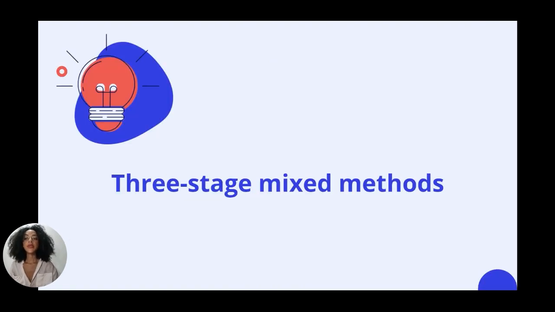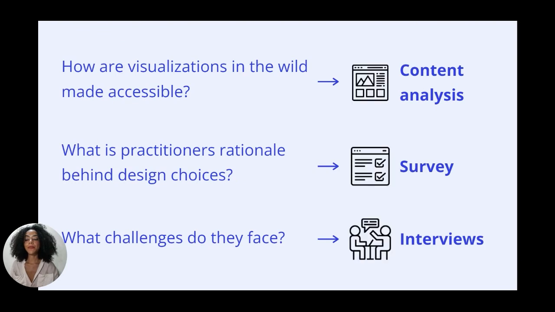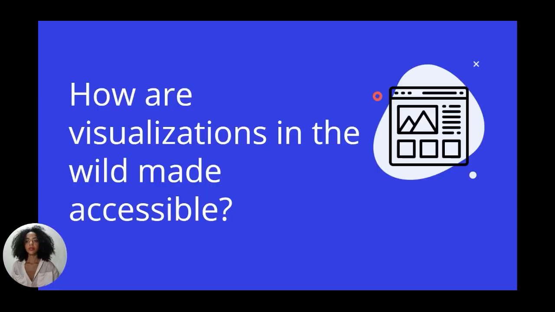To address this, we used a three-stage mixed methods design. First, we analyzed the accessibility approaches of 95 visualizations to understand what accessible design looks like in practice. To learn more about the context behind design choices, we then asked practitioners themselves in an online survey with 144 participants. We followed up with 10 interviews to gain even richer insights.